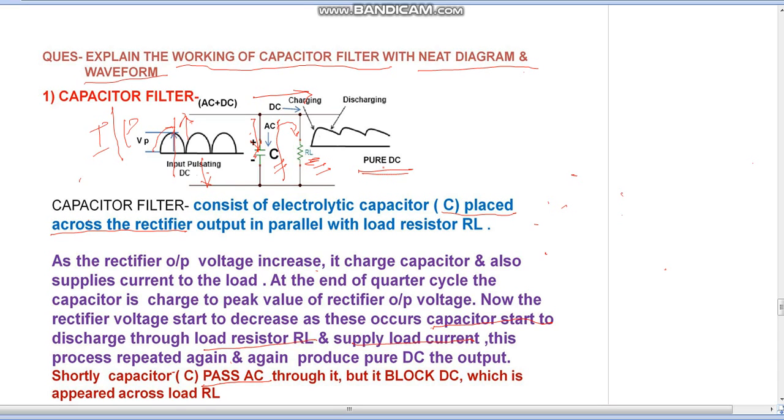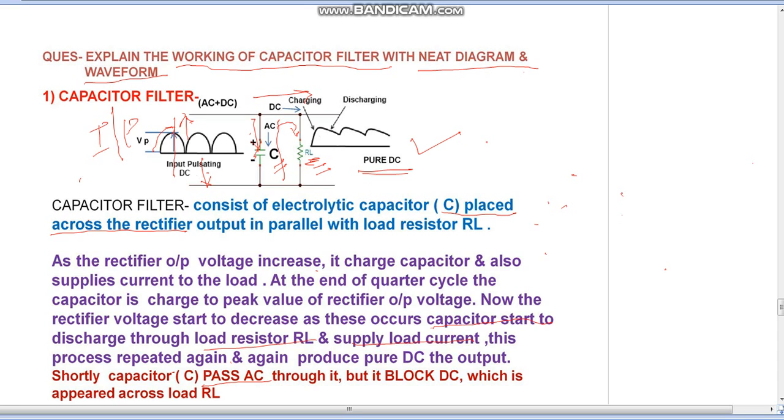As the rectifier output voltage increases, it charges the capacitor and also supplies current to the load RL. At the end of the quarter cycle, the capacitor is charged to the peak value of the rectifier output voltage. Now the rectifier voltage starts to decrease. As this occurs, the capacitor starts to discharge through the load resistor RL and supplies the load current. This process is repeated again and again, so we are getting pure form of DC at the output. That is the working of capacitor filter circuit.